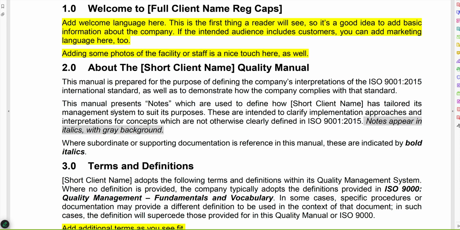So this is again a template that this consulting company is using in order to write the quality manuals for companies or for new companies. So here, for example, we can start by saying that this manual is prepared for the purpose of defining the company's interpretations of the ISO 9001. So we have to refer to ISO 9001. Now you may write this quality manual, but you can also refer to ISO 13485, for example, for medical devices. So we need to write and to refer to these international standards and, of course, regulations in this section.